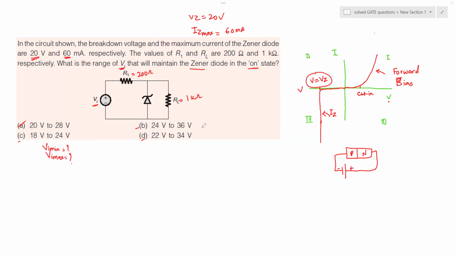So this circuit will maintain the output voltage constant irrespective of the variations in the load, and irrespective of the variations in the input. If the input voltage falls below VI min or exceeds VI max, the circuit will come out of regulation. It is not properly maintaining that.